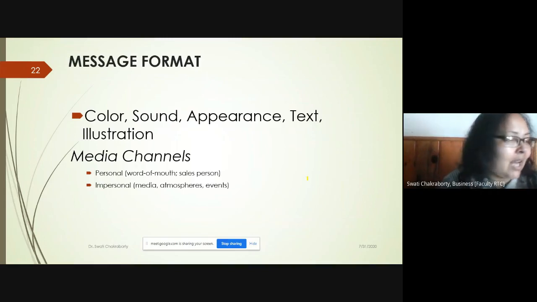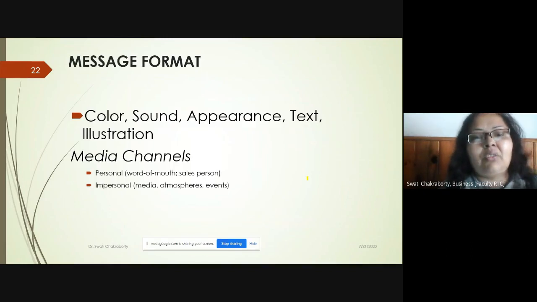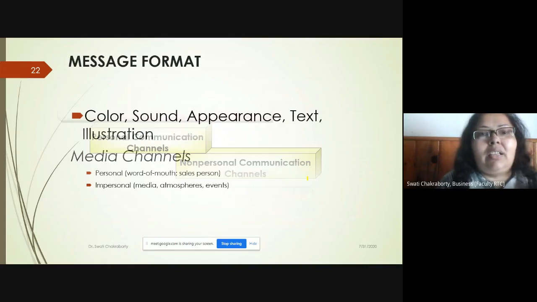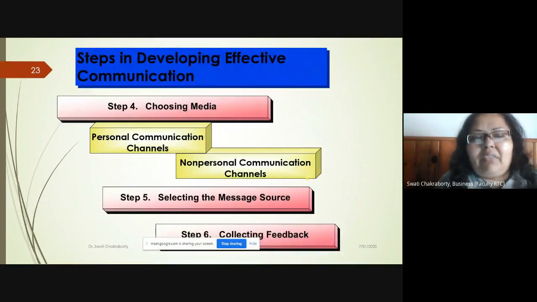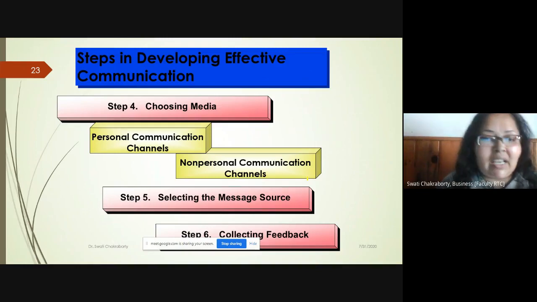Now the media channel that can be used can be personal, that is through word of mouth, through salespeople, or impersonal, that is through media, through atmospheres, through events that are happening, right? So these are the steps in developing effective communication. Then we come to the fourth stage, choosing the media, which can be personal or non-personal communication channels. The fifth step is selecting the message source, and the sixth is collecting feedback.